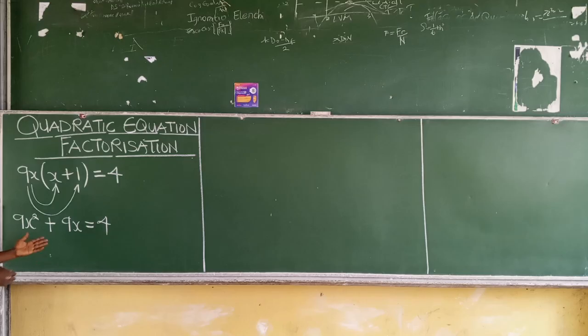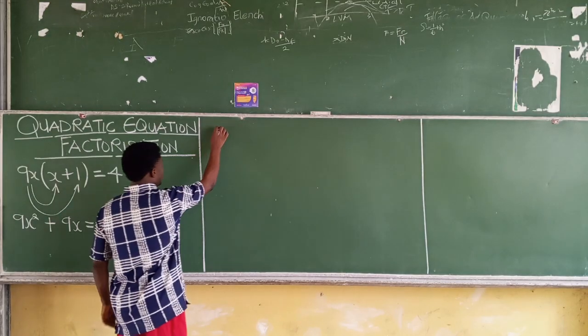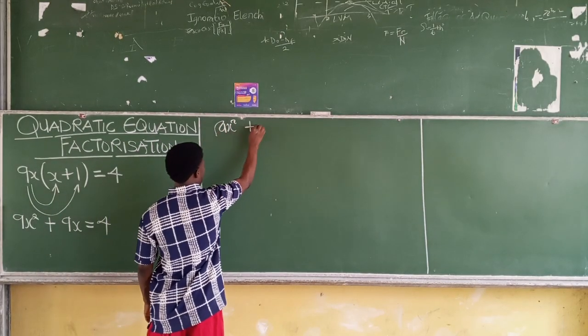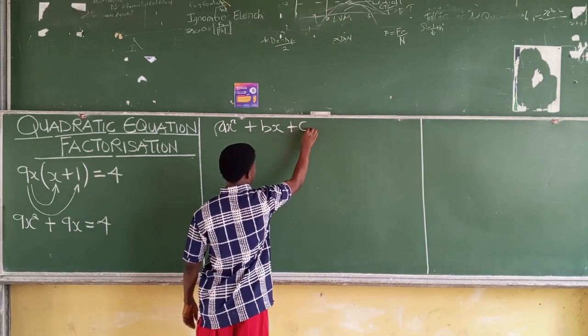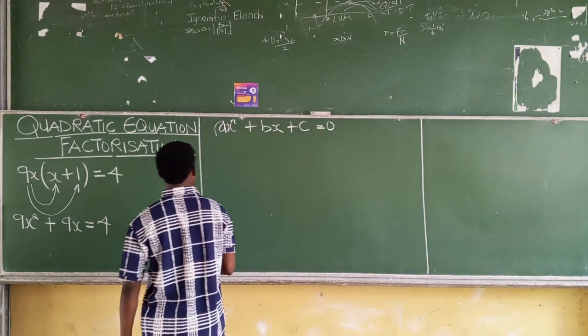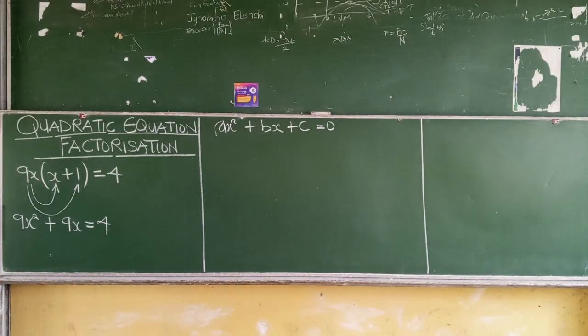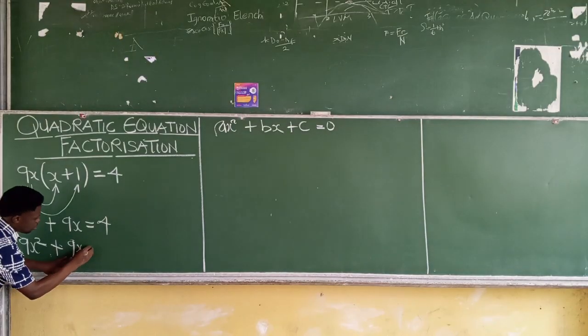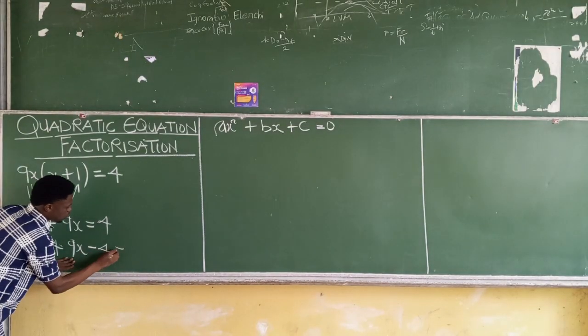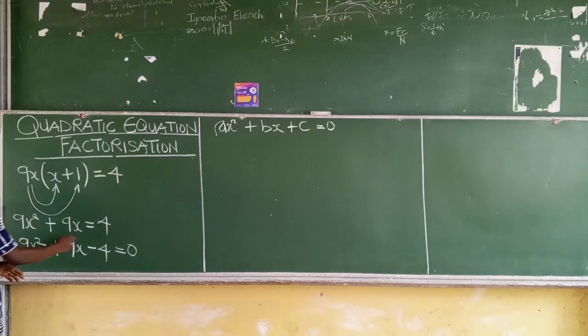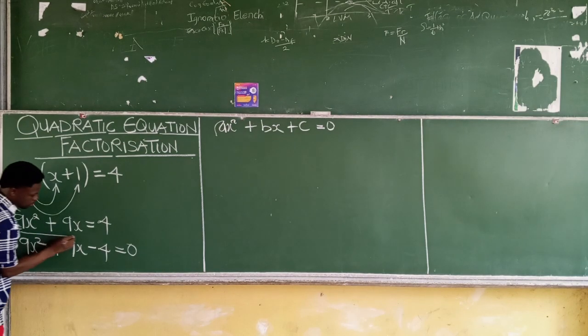Collection of like terms. Let's put this into the quadratic expression, ax² + bx + c = 0. That is to say, bringing the constant term, which is c, over to the left hand side. So we have 9x² + 9x - 4 = 0. When the 4 crosses over the equal sign, the sign changes to its opposite sign, which is minus 4. And this is the quadratic equation on the board.